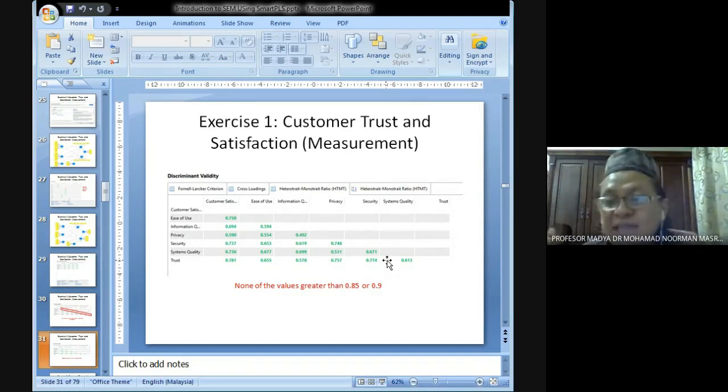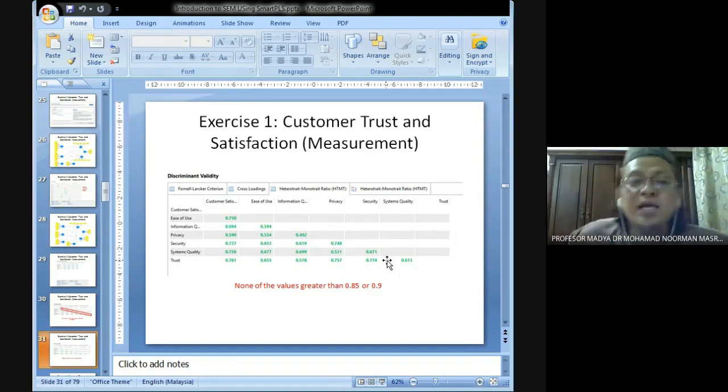So far, is there any question with regard to the measurement model? Are you all clear, everyone? Yes, Prof. Clear, Prof. Okay, good.